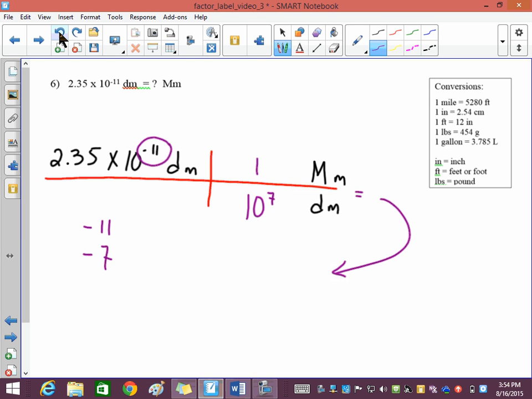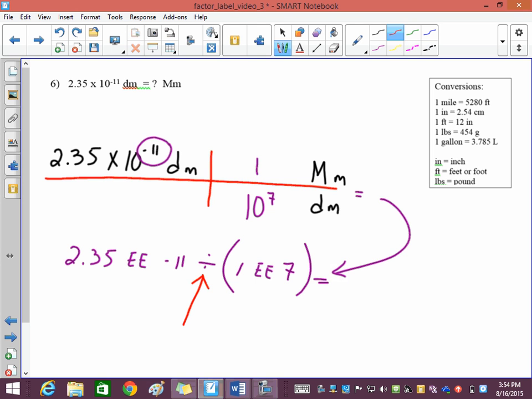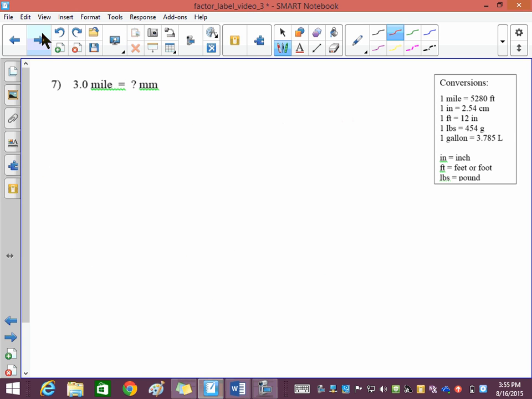So let's see. Here, let me erase you first. So 2.35 EE negative 11 divided by 1 EE 7, close the parentheses. And you know what? Not a bad idea. Every single time that you type in your divide, the next thing you should type is a parenthesis. And it is 2.35 times 10 to the negative 18. That's meters. Okay. All right.